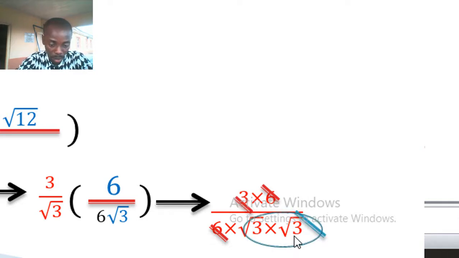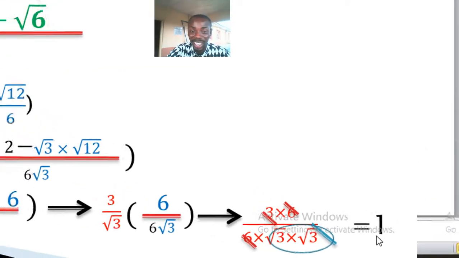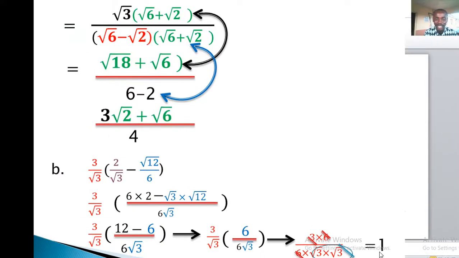Then what am I left with? I'm left with 1. Imagine. The answer to this big question is 1. So that is just mathematics, okay? So don't be freaked by how big the question is. Okay, just know how to maneuver your way, how to use some tactics and basic principles in getting your answers.